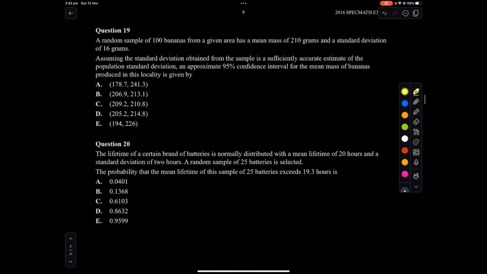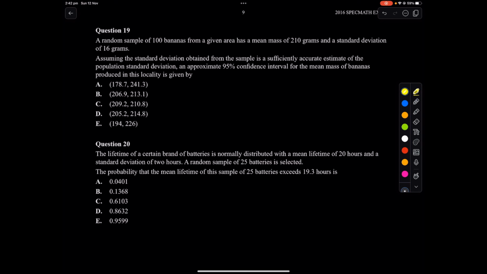Question 19. A random sample of 100 bananas from a given area has a mean mass of this and a standard deviation of this. Assuming that the standard deviation obtained from the sample is a sufficiently accurate estimate of the population standard deviation, an approximate 95% confidence interval for the mean mass of bananas produced in this locality is given as well. A very nice question that you can easily do with your CAS.